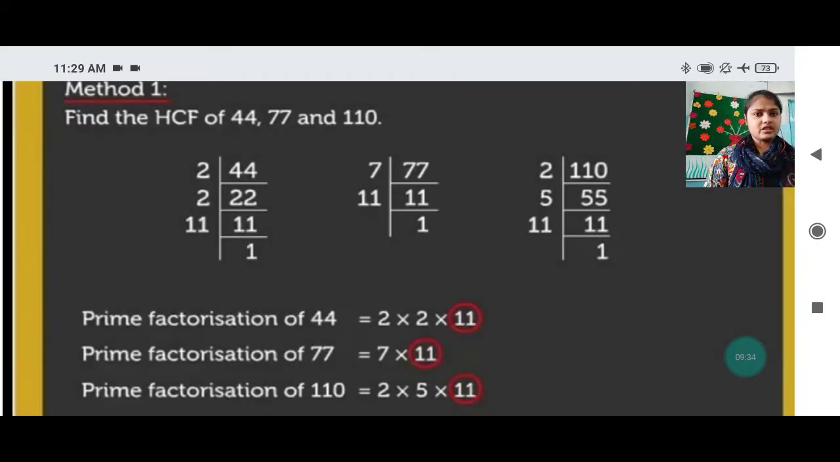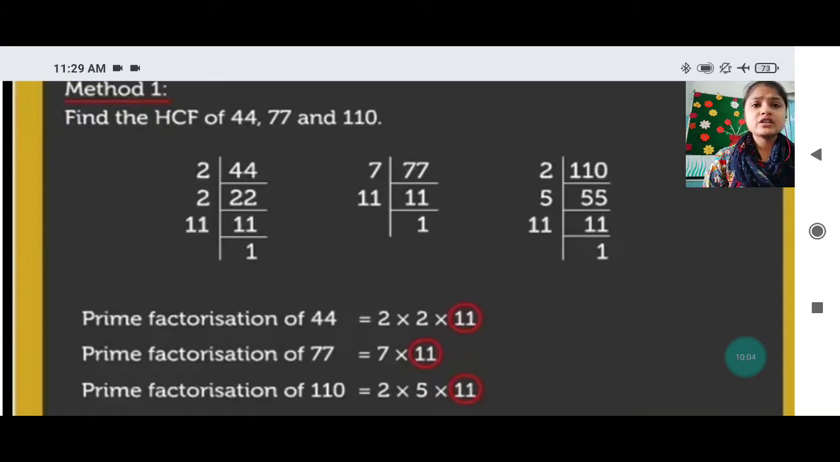Again, one question. We had two numbers for prime factorization, 32 and 24. Here I have taken three numbers, 44, 77 and 110. I will find the prime factors of all the given numbers. I have divided the numbers separately. I divide 44 by 2 first because we have to divide with the smallest prime number. The least prime number is 2, so with 2 I will divide.